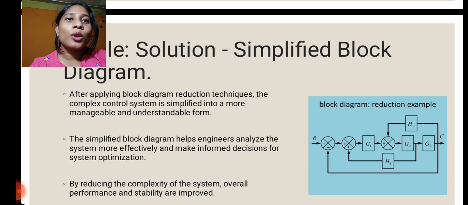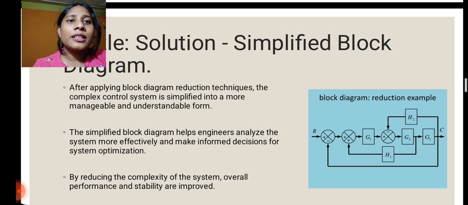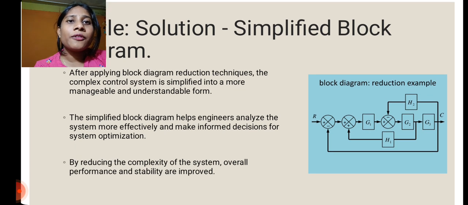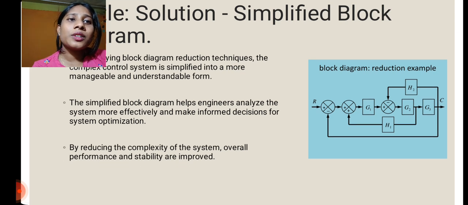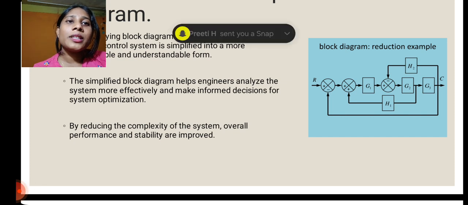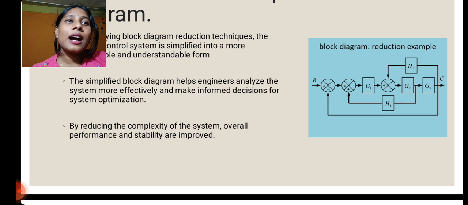After applying the block diagram reduction technique, the complex control system is simplified into a more manageable and understandable form. This simplified block diagram helps engineers analyze the system more efficiently and make informed decisions for system optimization. By reducing the complexity of the system, overall performance and stability are improved.